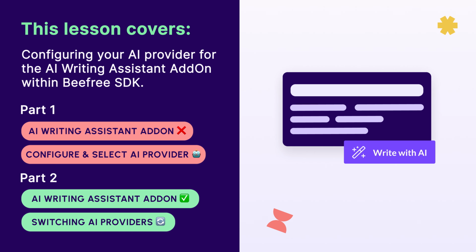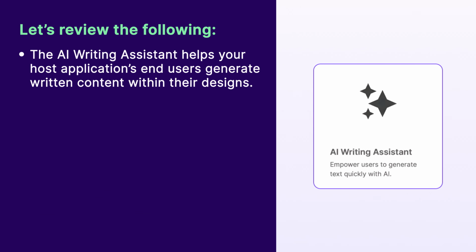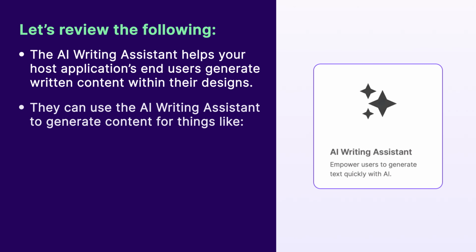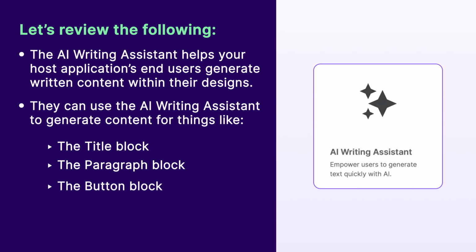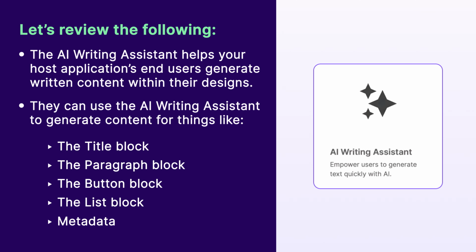Before we get started though, let's review the following. The AI Writing Assistant helps your host application's end users quickly generate written content within their designs, helping them get across the finish line faster. They can use the AI Writing Assistant to generate content for things like the title block, the paragraph block, the button block, the list block, and metadata, like titles, descriptions, subject lines, and pre-headers.